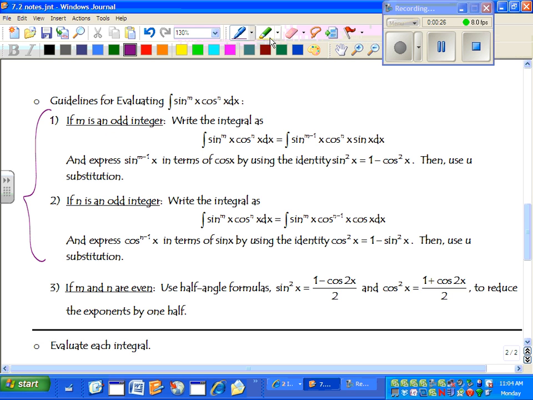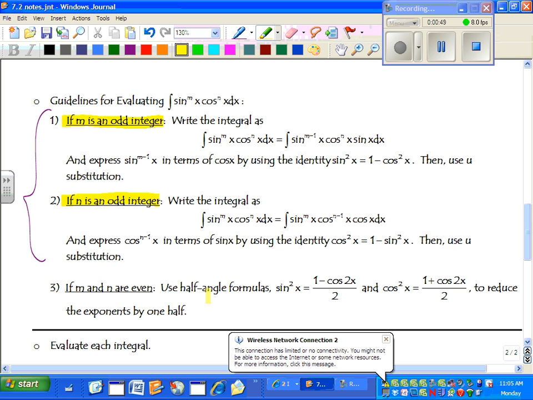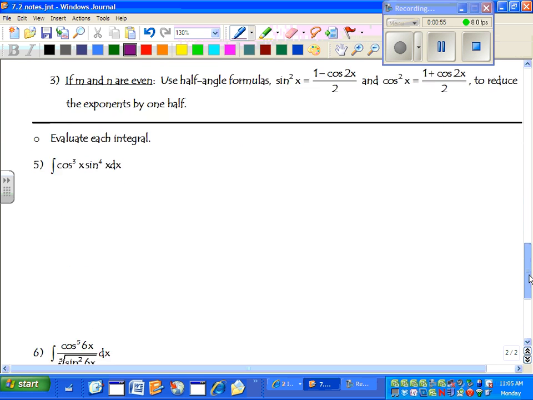Basically, it depends on which one is raised to an odd integer. If one of them is raised to an odd integer, or both, we can do it either of these ways. Basically, kind of like our first technique, taking one out of that odd integer. And if they're both even, that's using half angle formulas, which we'll do later. But basically, if one of them's odd, we're taking one out of there.